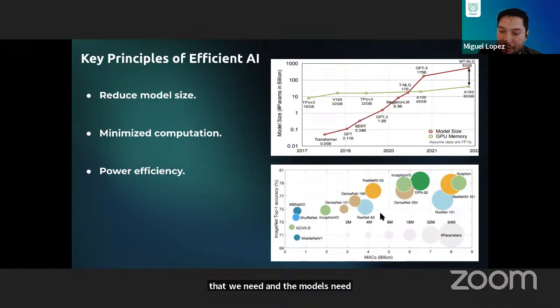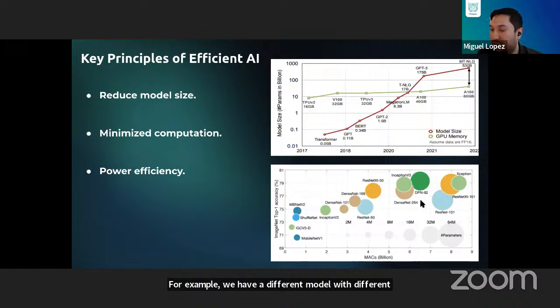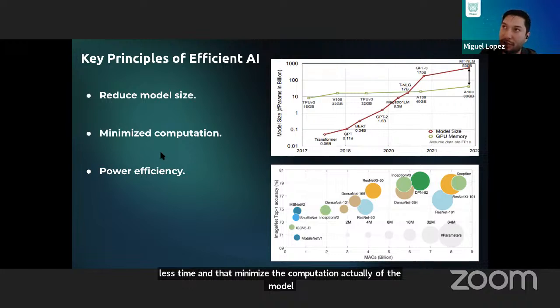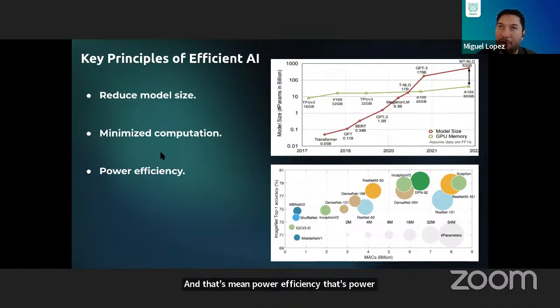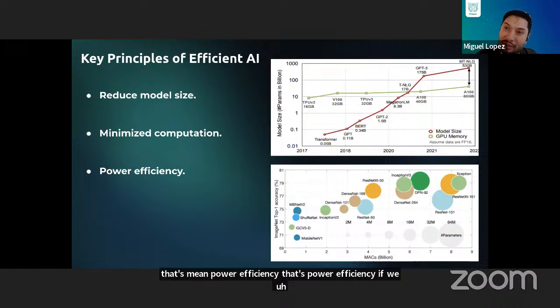For example, we have a different model with different parameters, with 60 million parameters, and it's growing. On the left side, we have three important points. We need to reduce the model size, because if we reduce the model size, we require less memory and less time. That minimizes the computation of the model, and that means power efficiency. If we think about electricity, we require less electricity and less cost. That's why this is important.